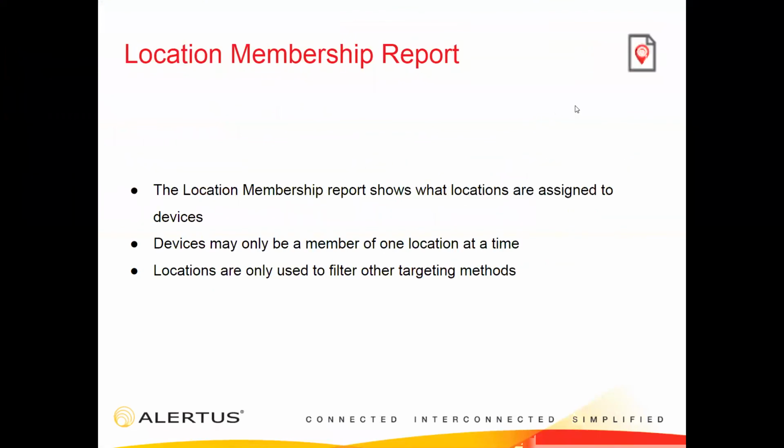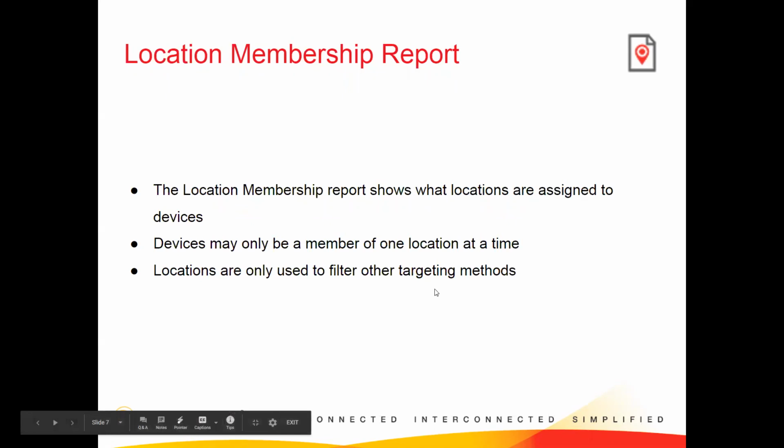Here's a review. The location membership report shows the locations assigned to devices. Wild, I know, right? Devices may only be a member of one location at a time. Again, this is in contrast to group memberships, where they may be a member of many groups simultaneously. You can be both an administrator and in Reykjavik, but you cannot be both in Reykjavik and in Calgary. And locations are used to filter other targeting methods. Again, this is an and filter, not an or filter.